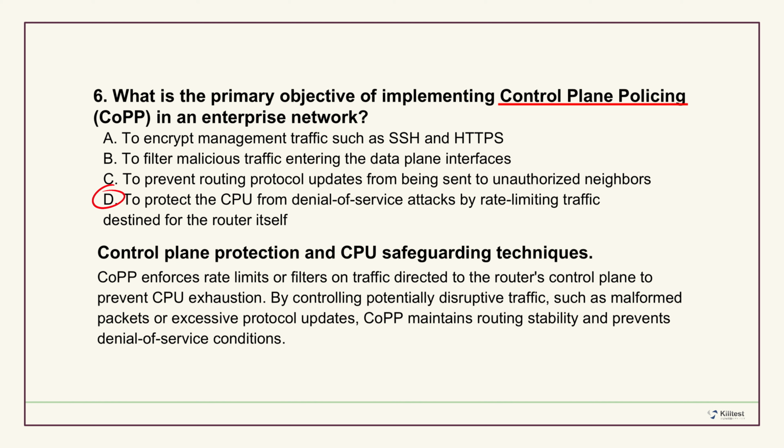So if some attacker floods the router with thousands of malicious BGP updates, CoPP just steps in and throttles that traffic. It makes sure the legitimate updates still get processed and you can still log in and manage the box. It's operational insurance.